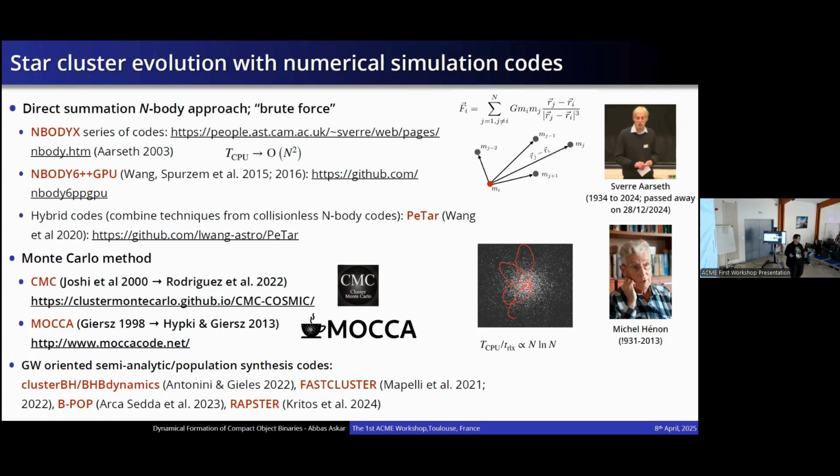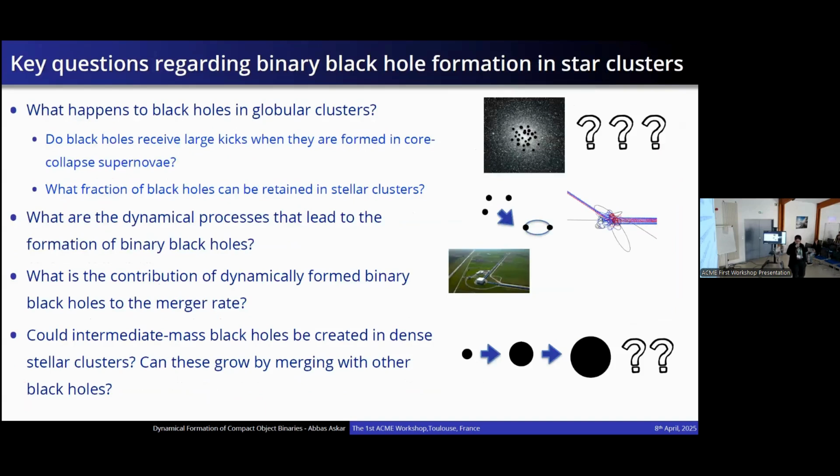And both these families of codes, the ones currently in use, also employ prescriptions for treating binary and stellar evolution, as well as treatment for the galactic field. More recently, there's also been development of fast semi-analytic and population synthesis type codes, which are more oriented towards producing gravitational wave systems. And they use more analytic prescriptions, and they're calibrated against results of direct n-body simulations as well as Monte Carlo simulations. So this is essentially the framework that you need to simulate star clusters.